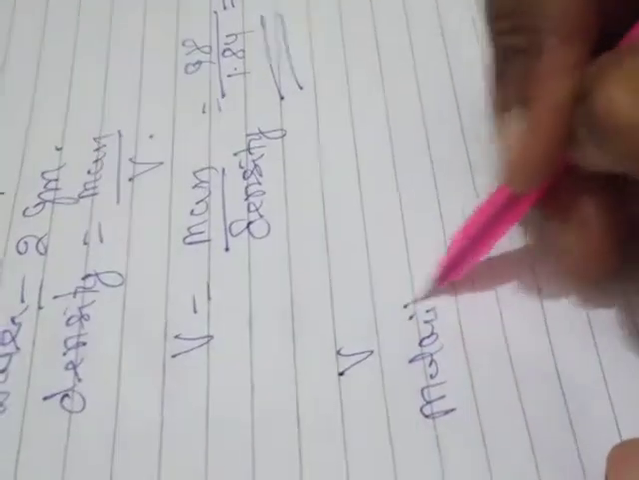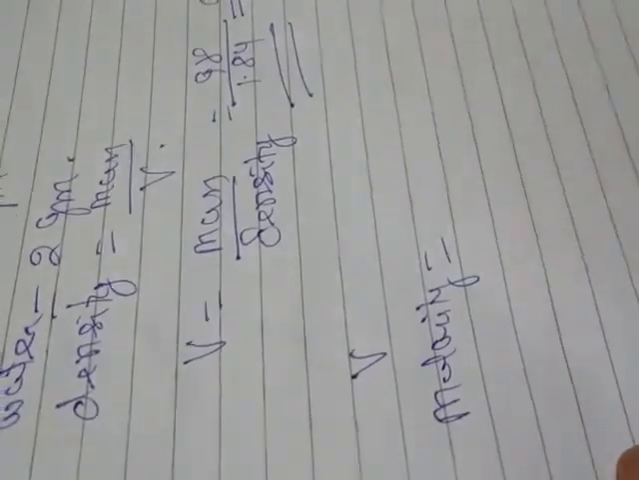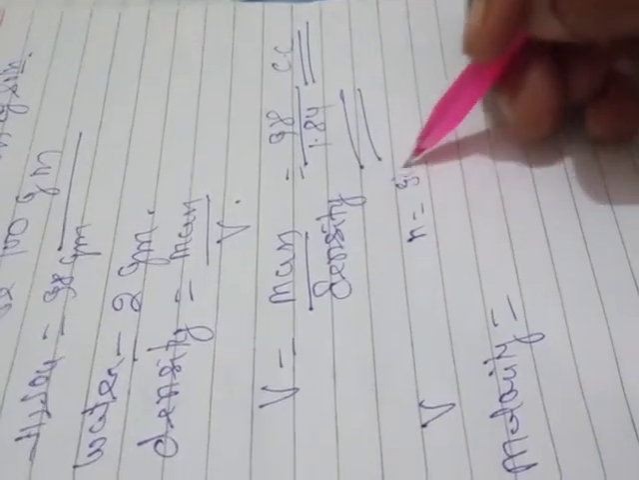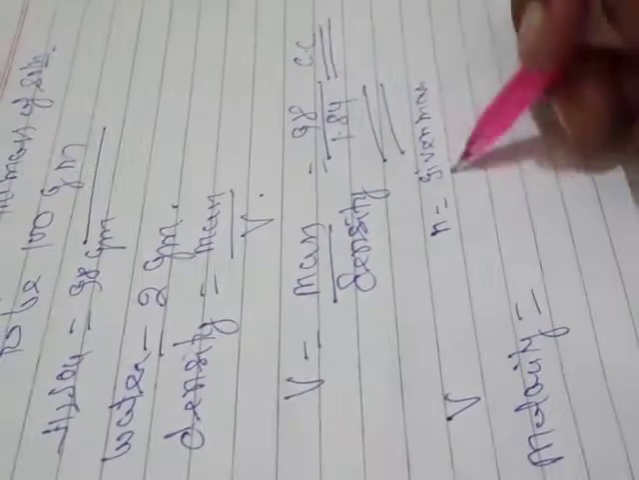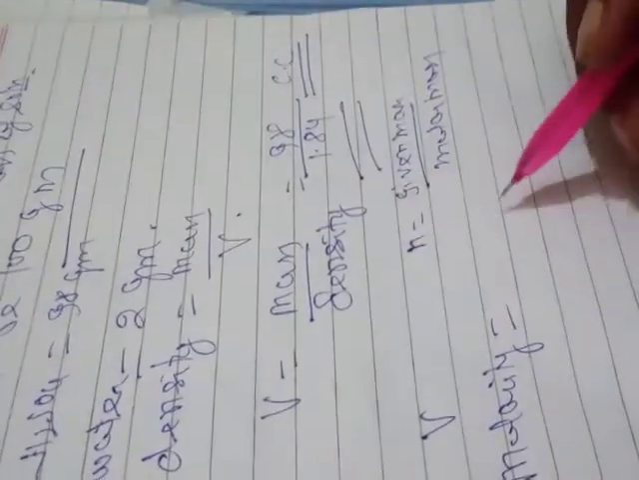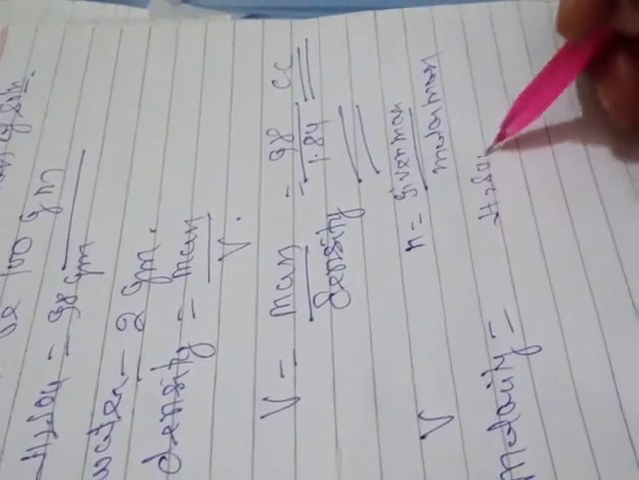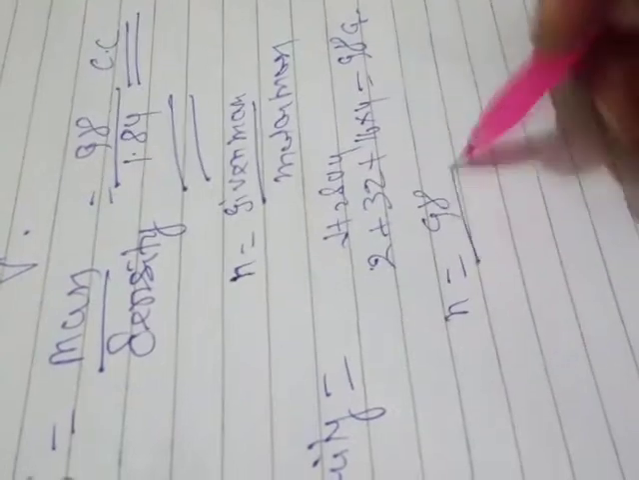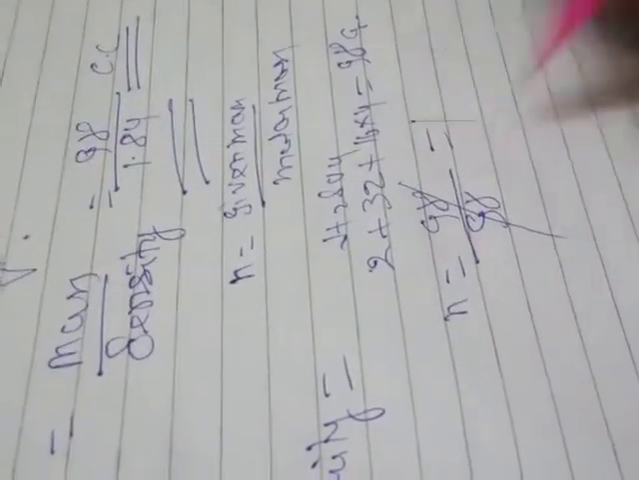Now we want to calculate molarity. Molarity is calculated by the number of moles of solute present in 1 liter of the solution. So here n will be given mass divided by molar mass. When you calculate the molar mass of H2SO4, what are you going to get? 2 plus 32 plus 16 into 4. When you sum it, you will get 98 grams. Then the value of n is 98 divided by 98. It means we are going to get 1 mole.